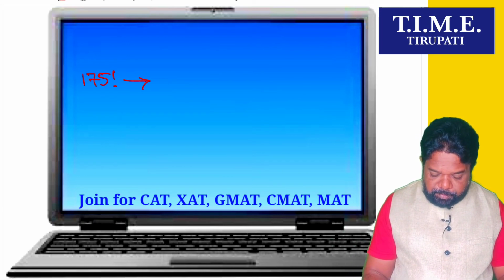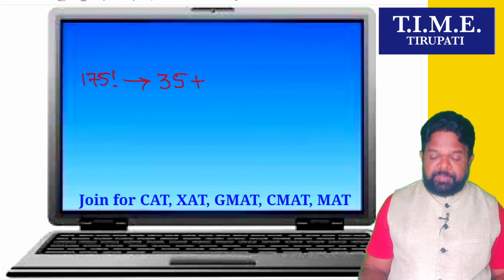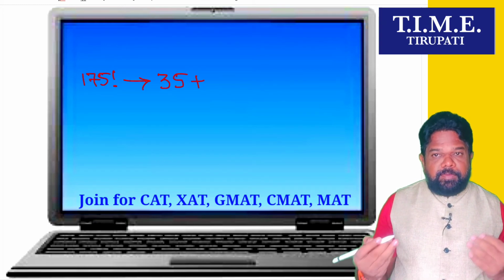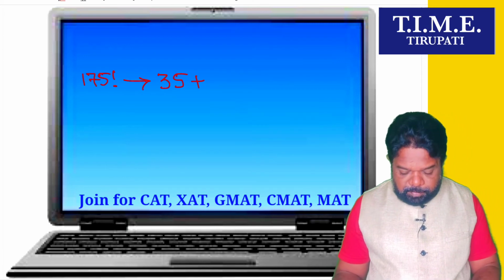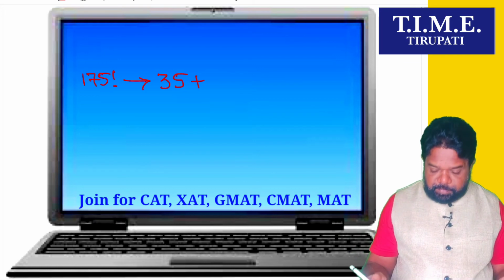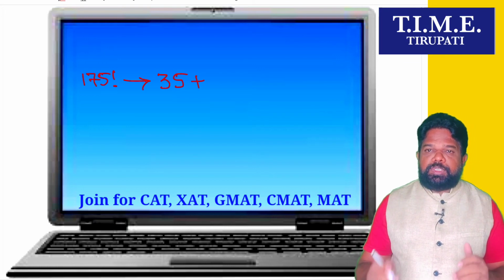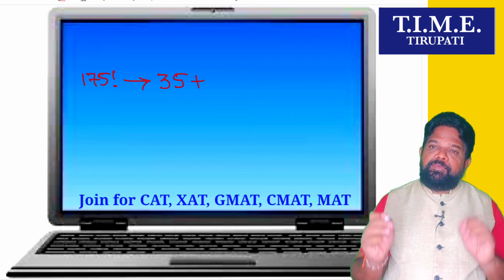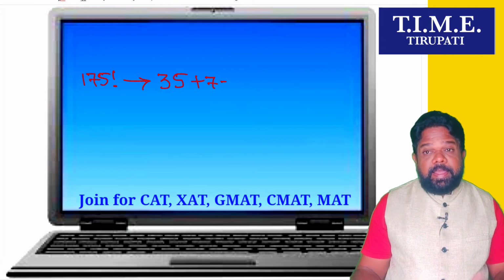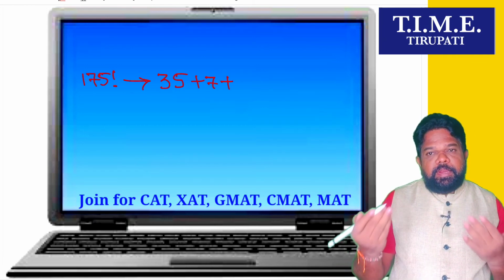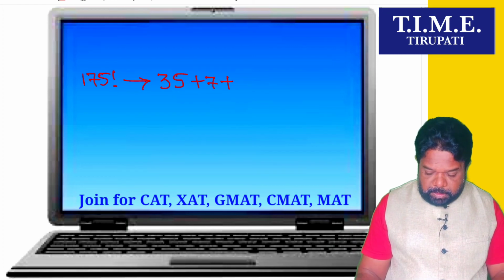5 3s are 15, 5 5s are 25, so 35 is the quotient. Again 35 divided by 5. What is the quotient? 7 is the quotient. Again 7 divided by 5. By dividing by 5, 5 1s it is. So, 1 is the quotient.